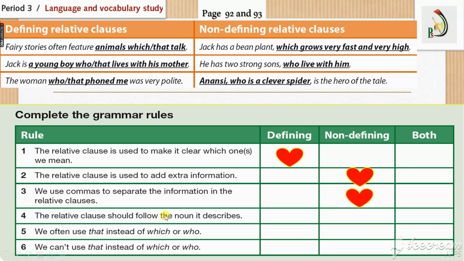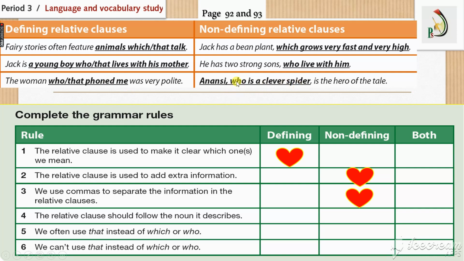The relative clause should follow the noun it describes. Now, this point is very, very important to understand. One of my students asked me a question about it particularly. I told her that the relative clause should follow the noun it describes. Now, if you talk about defining and non-defining, both have relative clauses. See, which talk, which grows, that lives, who live, who found, who is a clever spider.